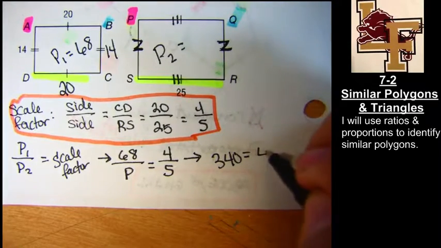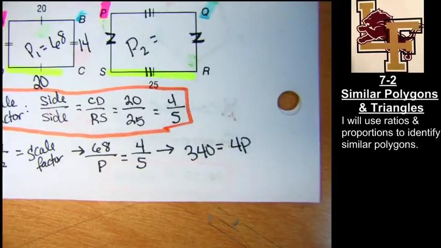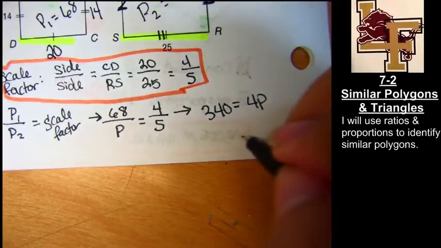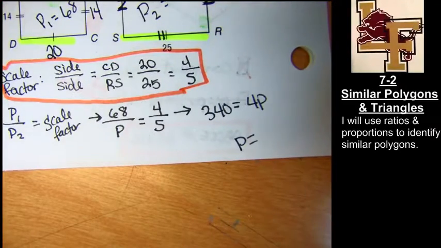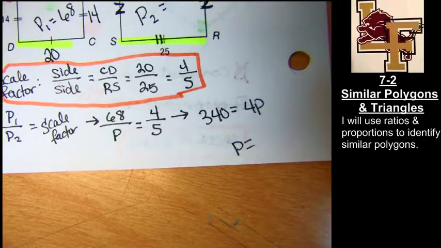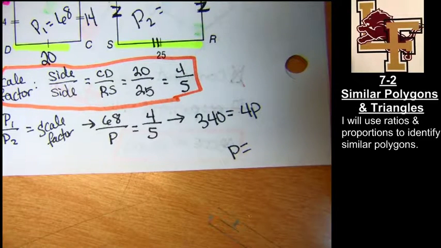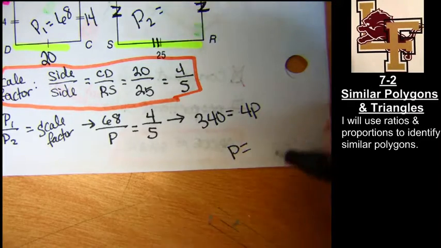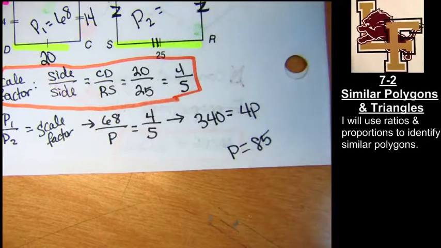All right, 4 times p. Now what? Divide by 4, and p equals 68, but 68 was the other perimeter. I'm sorry, P2, I guess what we're looking at. 85? All right, I'll believe you.